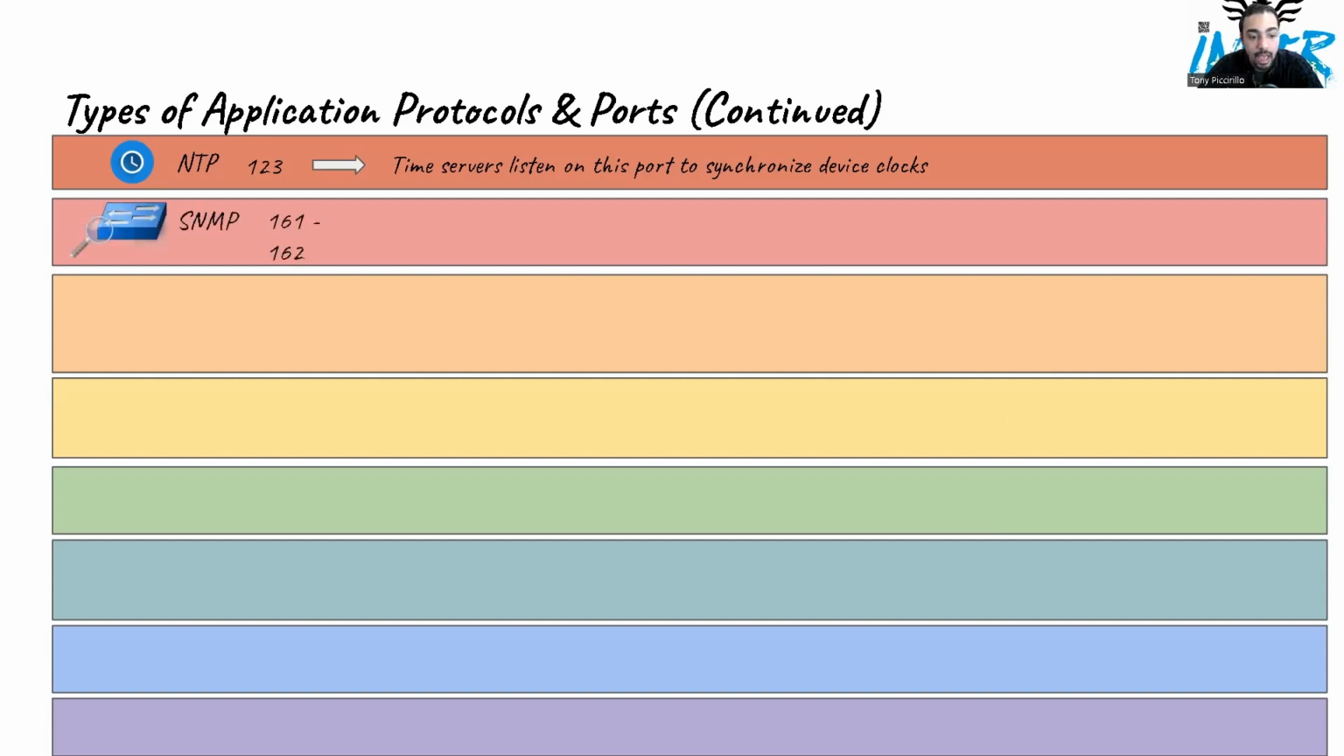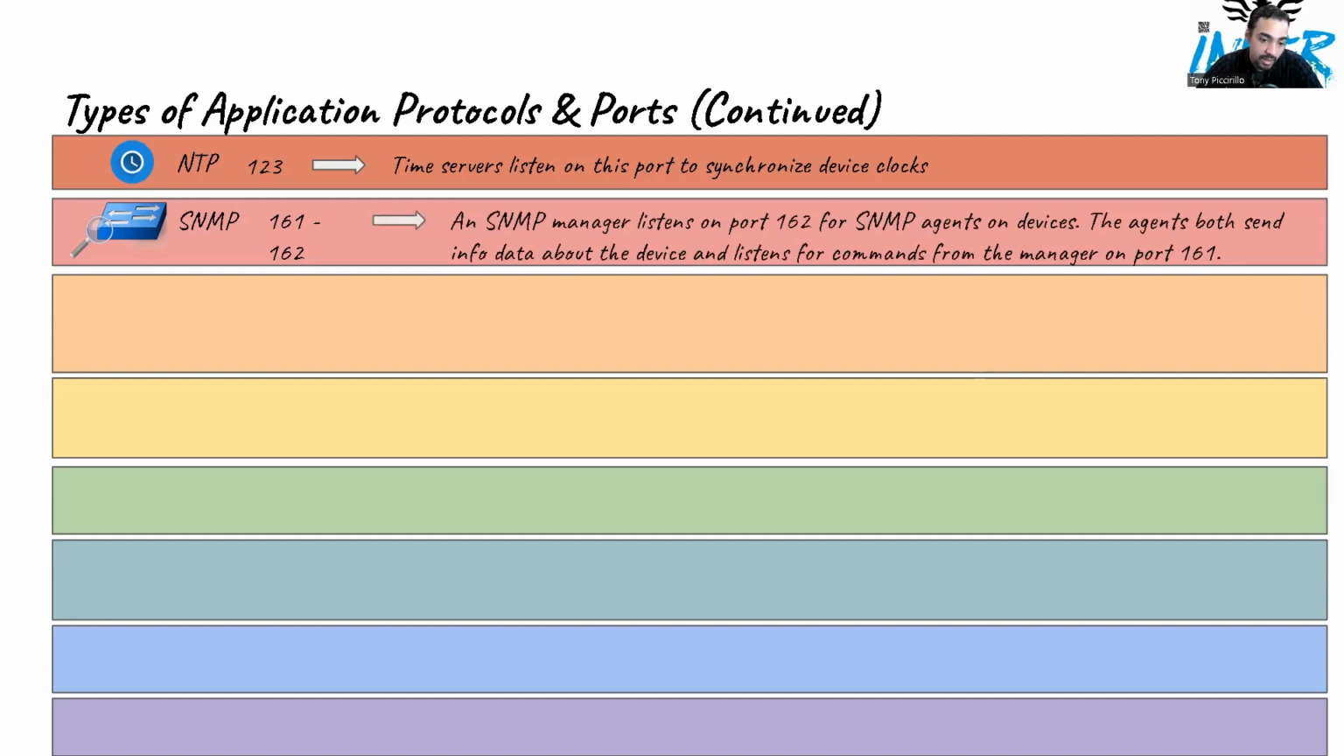Next, we have SNMP, which stands for Simple Network Management Protocol. It's a protocol that's used to manage and monitor devices on a network. So an SNMP server manager, which is a central device that collects and stores data about the other devices on a network, listens on port 162 for the SNMP agents that are placed on devices on a network.